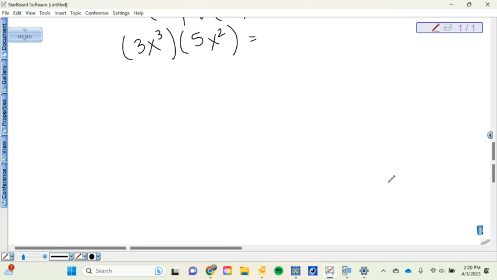She stole it. What do I do with the 3 and the 5? Multiply. Why do I multiply it and not add it? Yeah, because they're not the exponents. You're missing one little thing. So we do 3 times 5 instead of 3 plus 5. What's 3 times 5? 15. And then we add our exponents on the x's. So x to the what? x to the 5th.